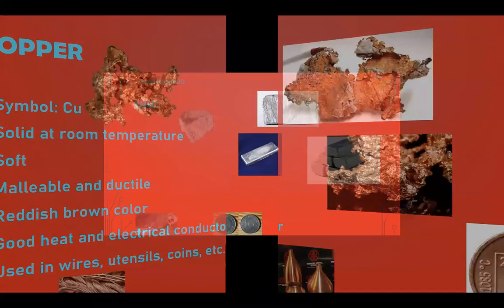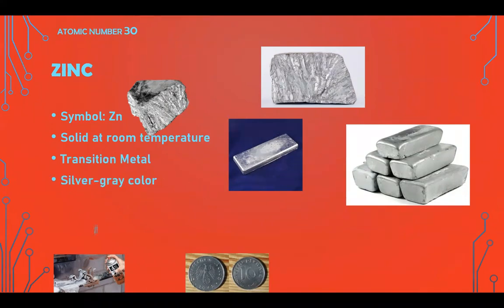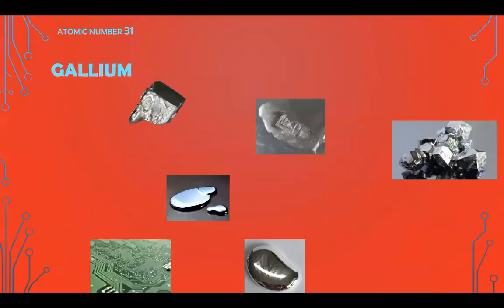Now we come to element number 30, which is zinc. I've spoken a lot now. I'm pretty tired. Regardless, zinc's symbol is Zn. It is a solid at room temperature. It's a transition metal. It is having a silver gray color. It is slightly brittle. Zinc also kind of has a self-healing mechanism. That's pretty cool. Zinc is used to galvanize metals, which helps preserve metals from turning into metal oxides. Zinc is also used in some coins. It's used in pharmaceutical tablets and other things.